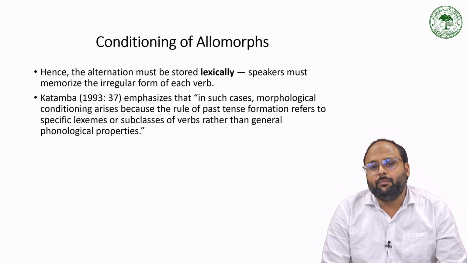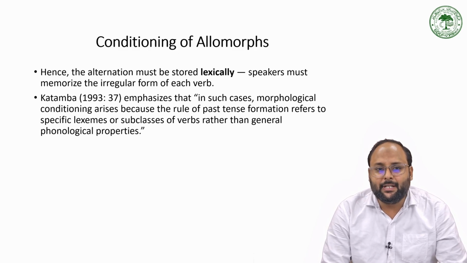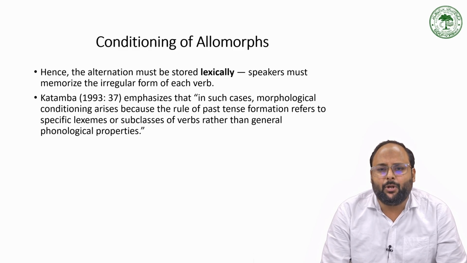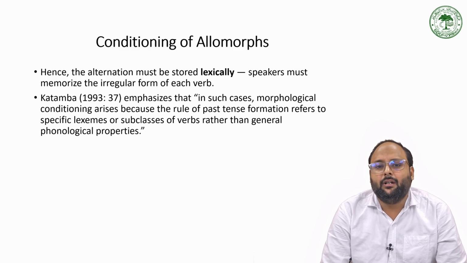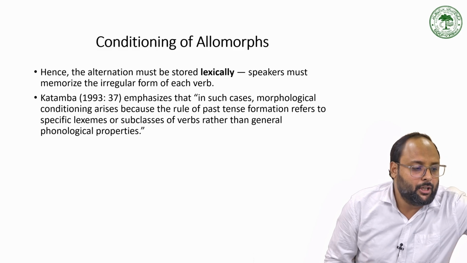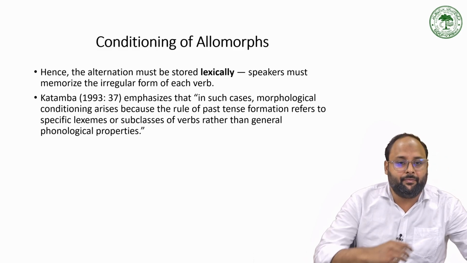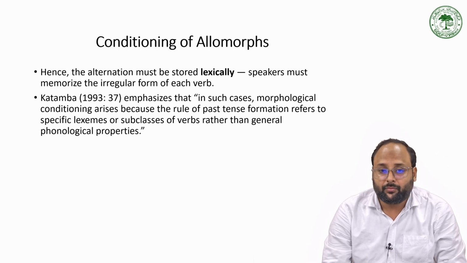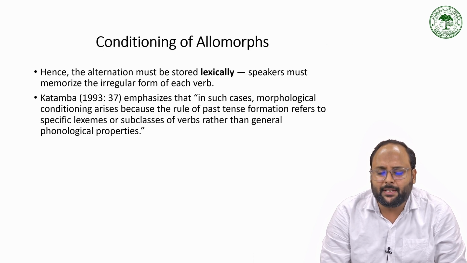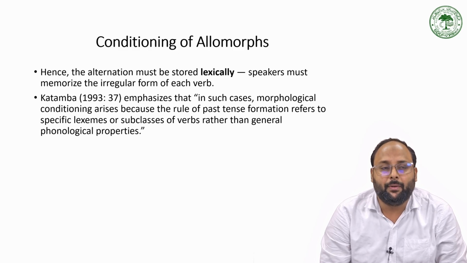Here the alternation must be stored lexically. Speakers must memorize the irregular form of each verb. The irregular form can only be memorized, not determined. That is the irregular pattern of memorization. For example, Katamba emphasizes that in such cases the morphological condition arises because the rule of past tense formation refers to a specific lexeme or subclasses of verbs rather than a general phonological property.